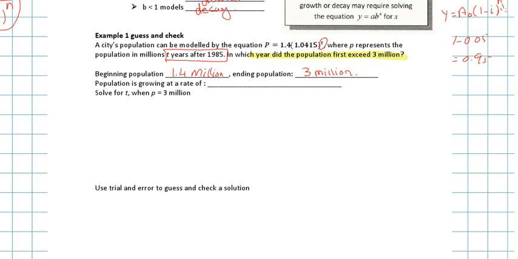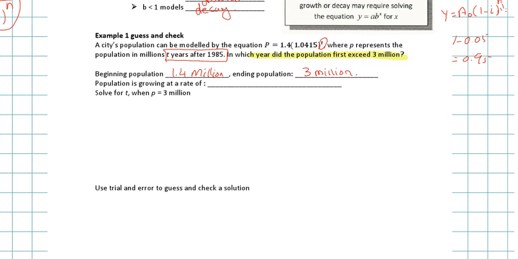Now, question to you. Is it a growth or a decrease? Growth, because it's growing from 1.4 to 3 million. Okay, but how do you know, if my question was not about the population? What's bigger than 1? 1.0415. That's my B. My B is 1.0415, so it's greater than 1. This is how I know it's a growth, not a decrease.